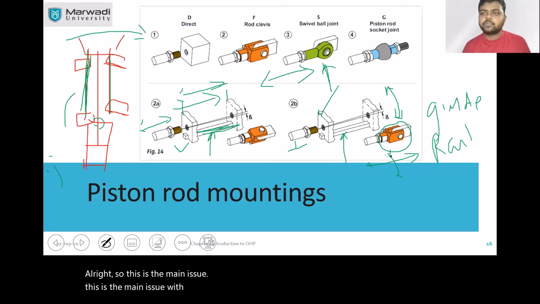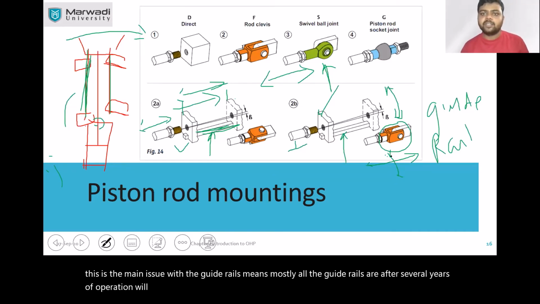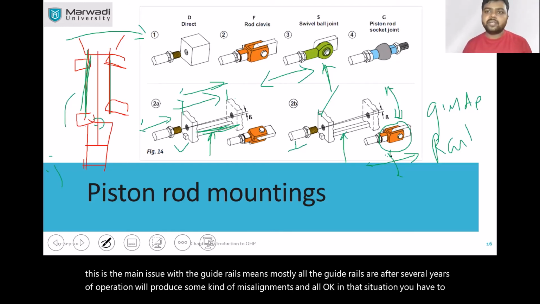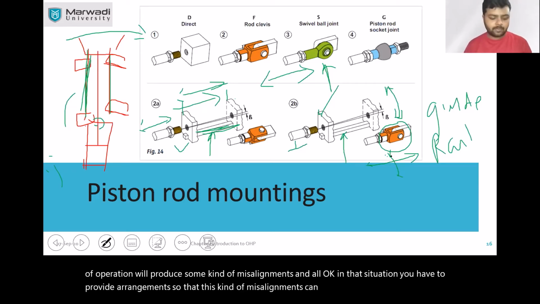Mostly all the guide rails, after several years of operation, will produce some kind of misalignment. In that situation, you have to provide an arrangement so that this kind of misalignment can be absorbed within the system.